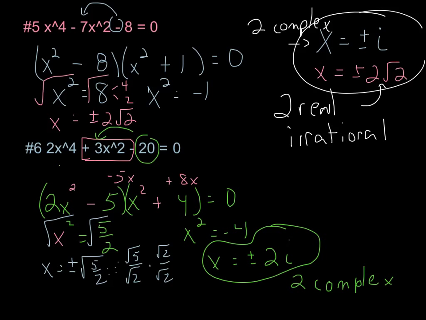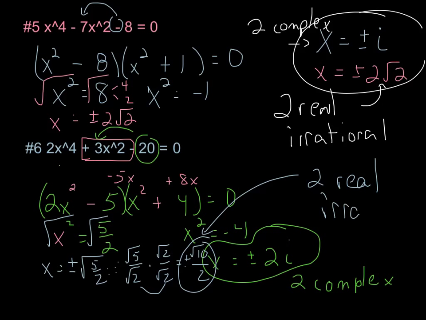We're going to multiply by the square root of 2 on the bottom and the top. That gives us the square root of 10 on top over the square root of 2 times the square root of 2, which is really the square root of 4, which just happens to be 2. That's a little shortcut you can take. Square root of 2 times square root of 2 is just 2. And make sure you throw your plus or minus in front of that. And, by the way, those roots, they're real, but they're irrational. So 2 real irrational roots.